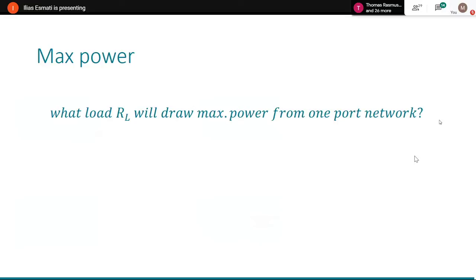So the question is, what load, RL, will draw maximum power from a one port network? But let me clarify why this is important. Why do we talk about maximum power?